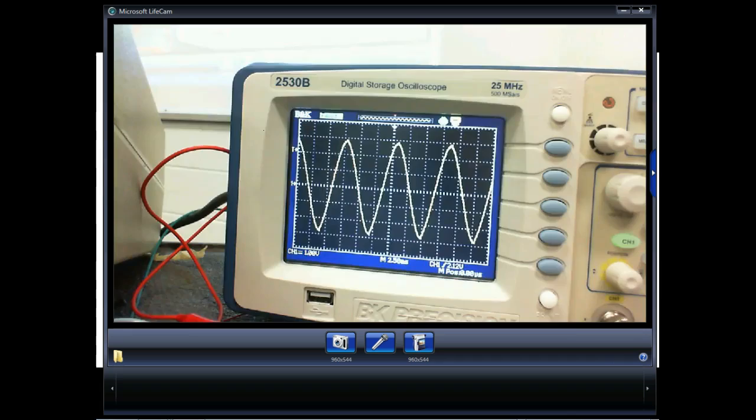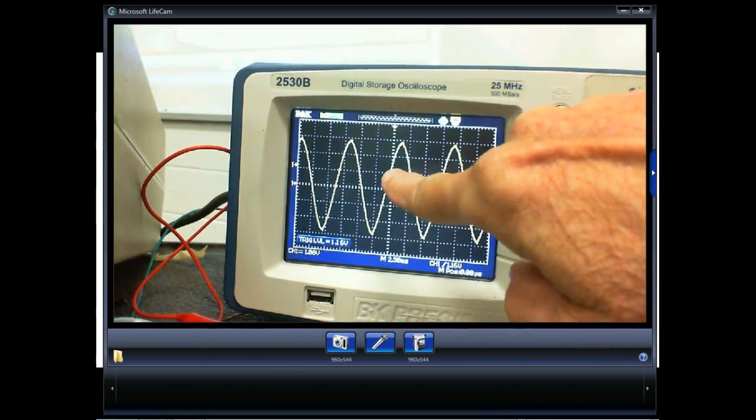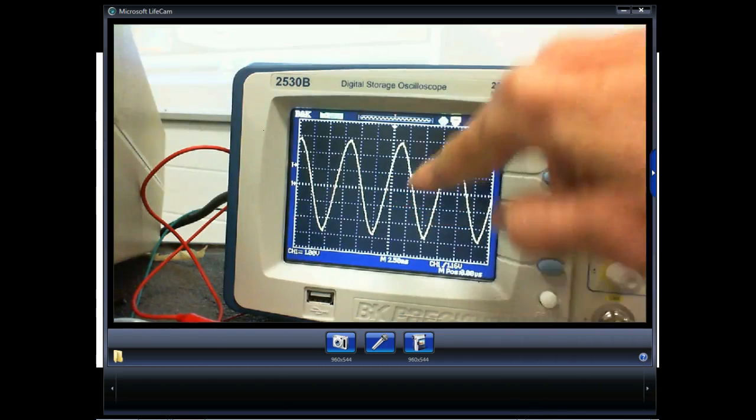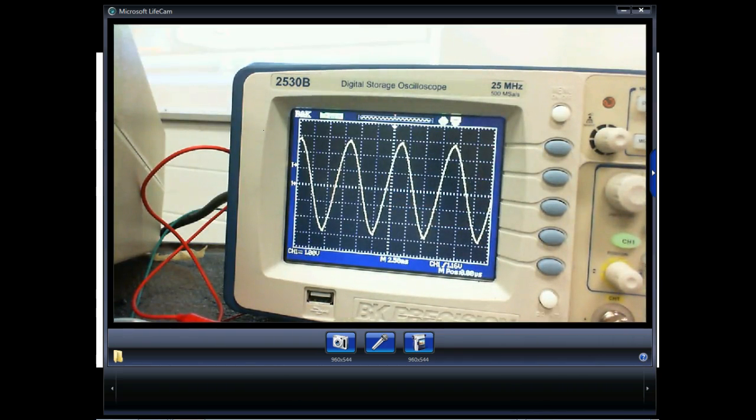And notice if I move the trigger down, this one shifts to that point right there. So what I've done now is I've referenced my scope to the waveform. So my scope doesn't display the picture until it hits that point on that waveform, and then it shows the picture.